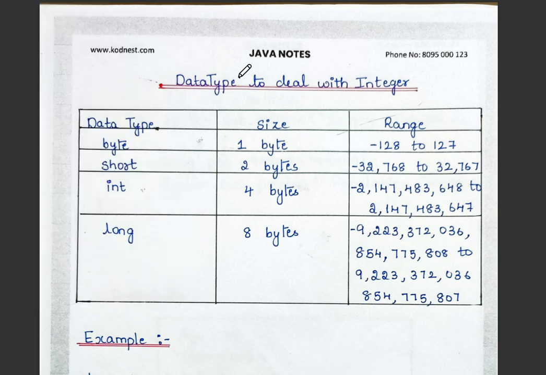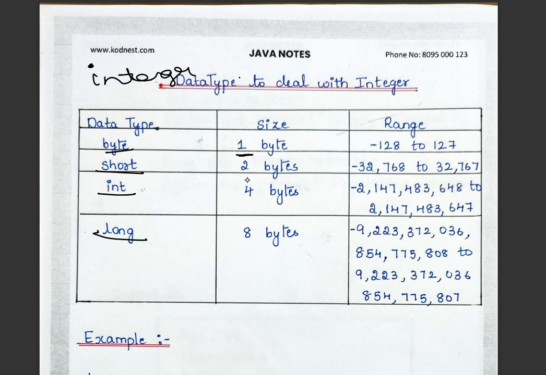Next, the data types to deal with integers. First I said the int data type. Here we are going to discuss integers. In integers we have four types: byte, short, int and long. Byte is 1 byte. It only stores data in 1 byte of memory, and the range is -128 to 127.